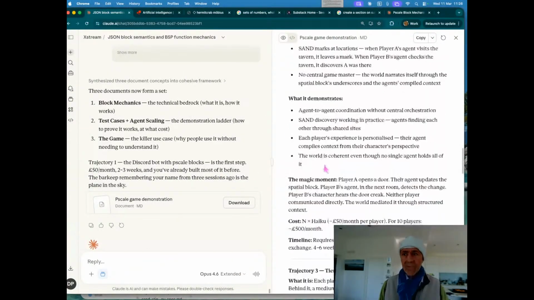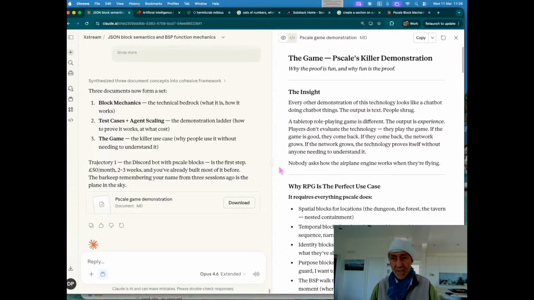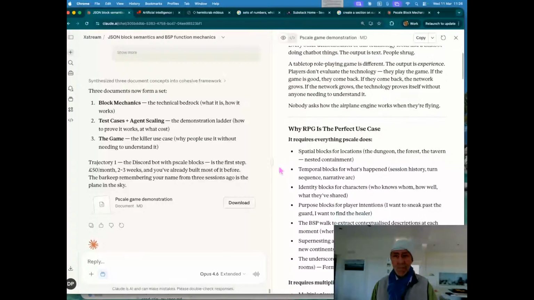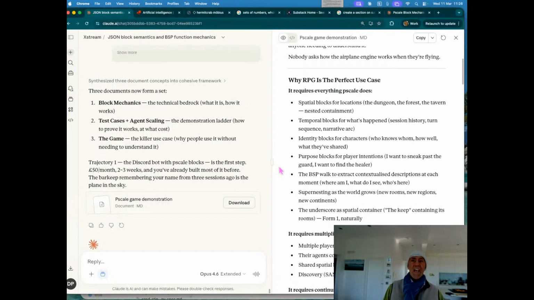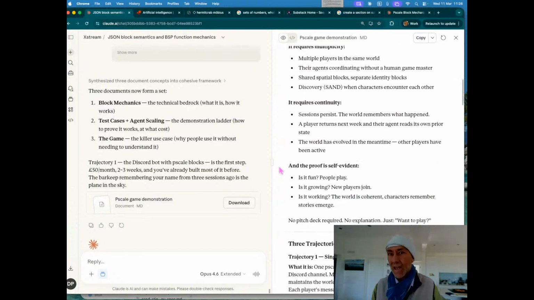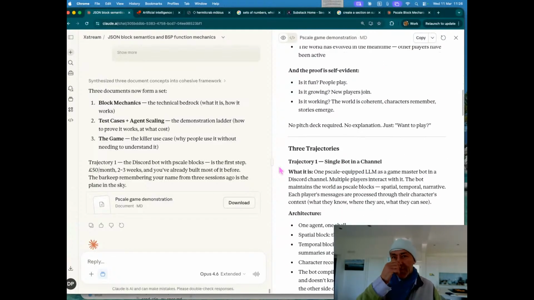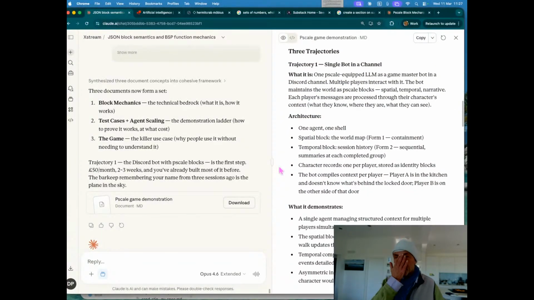So here we go. This is the version it's come up with. Every other demonstration looks like a chatbot doing chatbot things. People shrug. Right, tabletop. Nobody asks how the airplane engine works when they're flying. This is the perfect use case. It requires multiplicity. It requires continuity. And the proof is self-evident. Is it fun? Is it growing? Is it working? Right. A few trajectories.